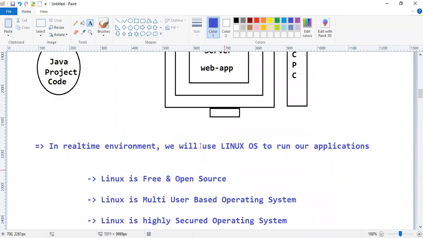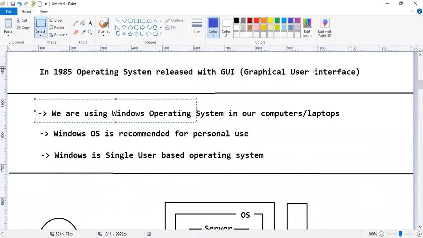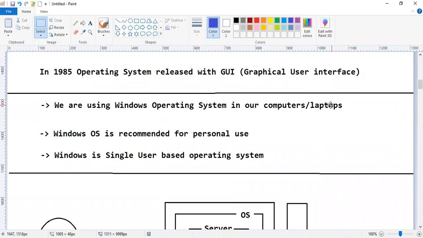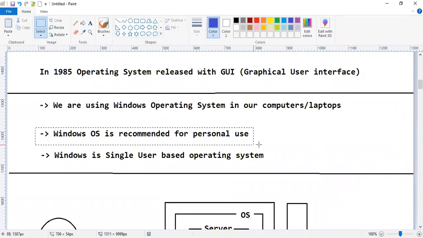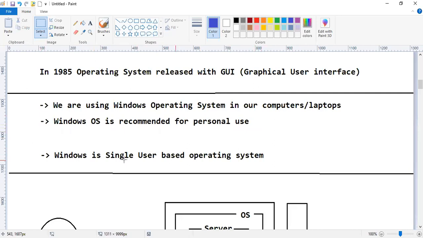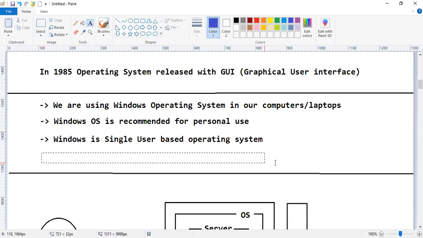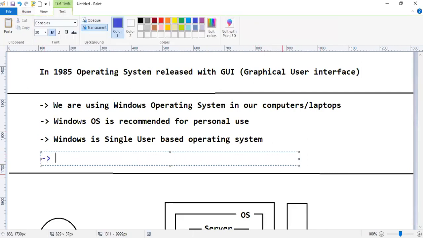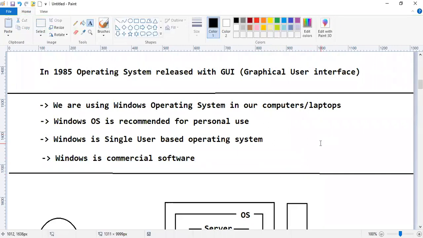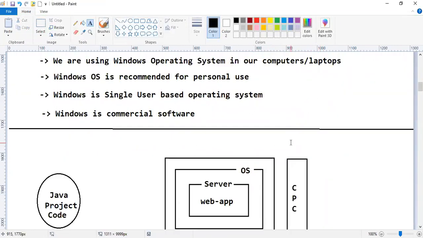Windows OS is a commercial OS, guys. Microsoft is not giving Windows for free. We are using a crack version of Windows. We are not purchasing the real license of Windows. Most of our people are using a crack version of Windows. Windows is commercial software. We have to purchase the license of Windows.